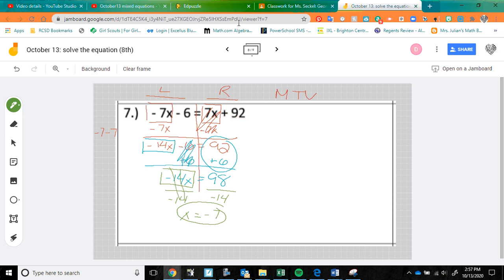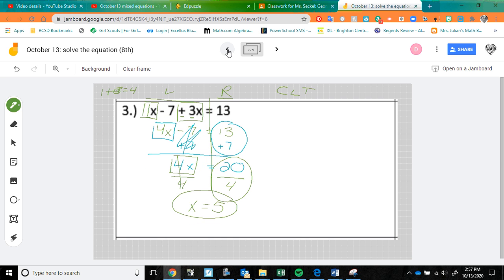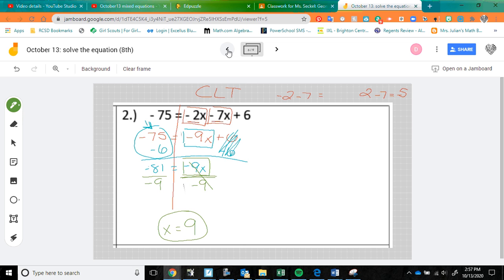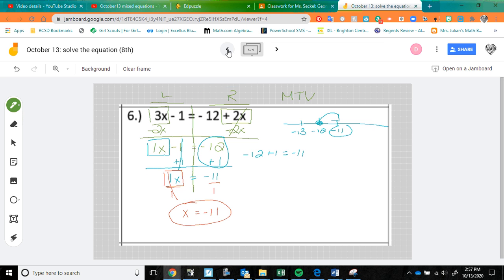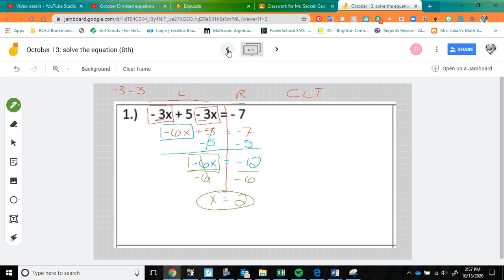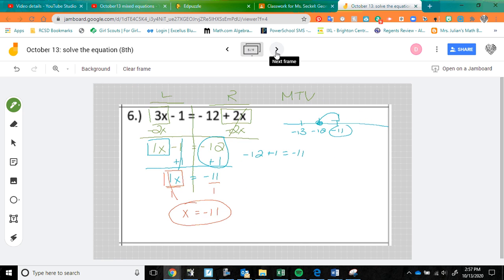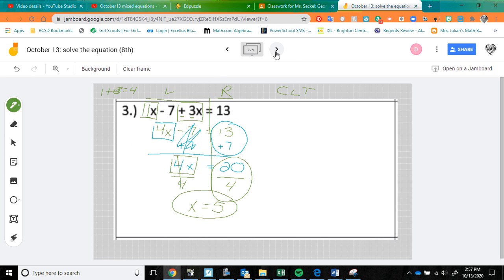So once again, make sure you pause the video and put this on your paper. I'm putting this on Jamboard because that way it'll stay up. So you'll have this example if you need to go back to it. So 7 is here, 3 is here, 2 we did in class, 6 we did in class, and 1 we did in class. So if you ever need these examples you got behind, you can always go back to the October 13th Jamboard and these will stay up. And you can use them for reference.